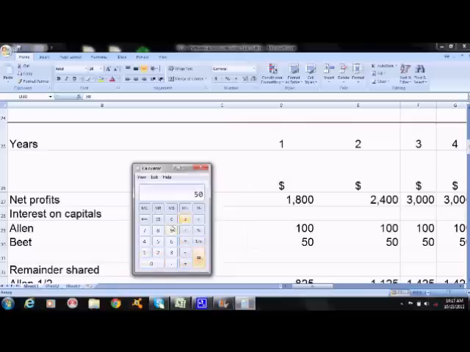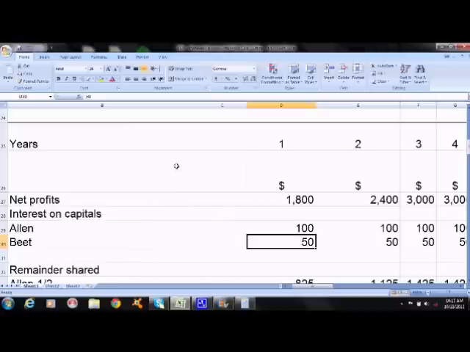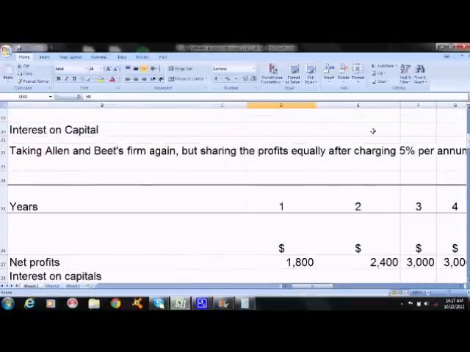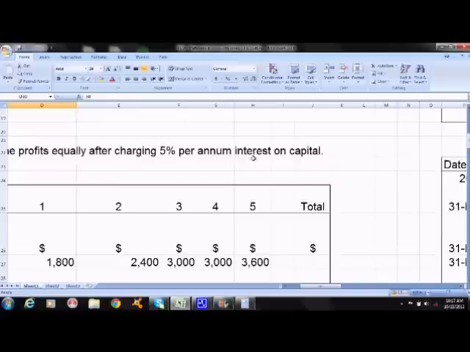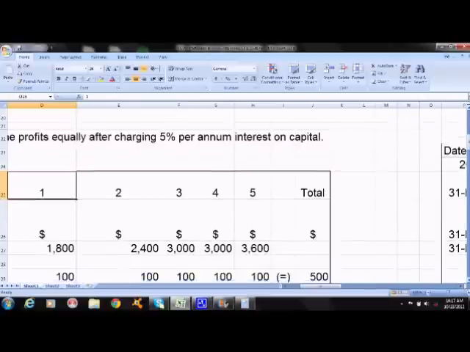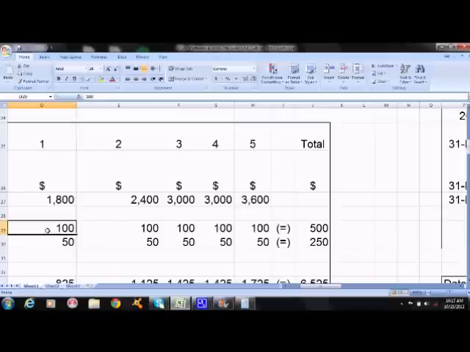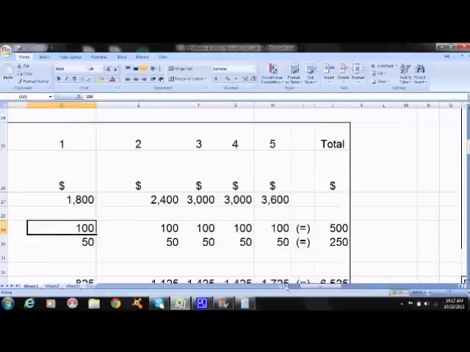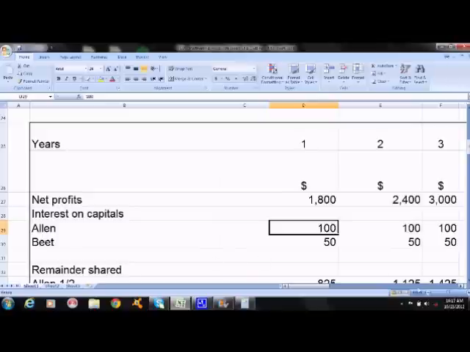So it will be 50, right? And it said that they would share 5%. They would charge interest on capital at 5% per annum. That means every year they'll be charging 5%. So every year, in this case, you would have 100 for interest on capital for Allen and 50 for Beat.